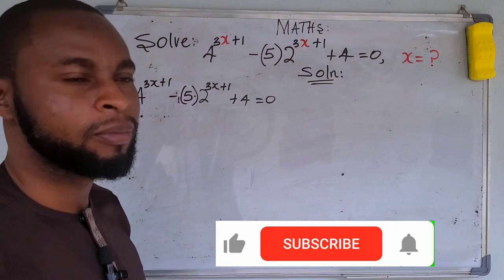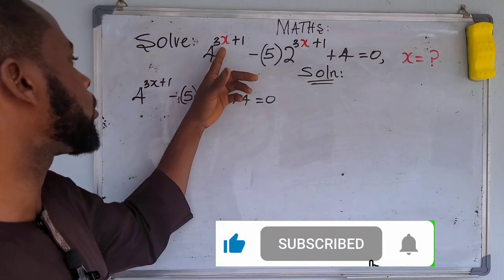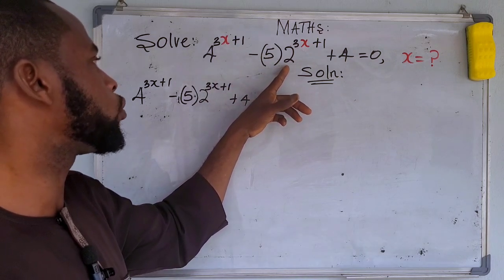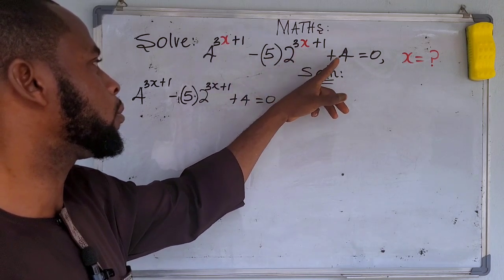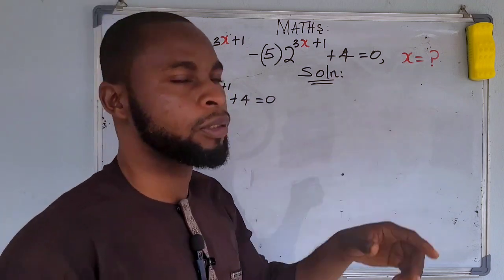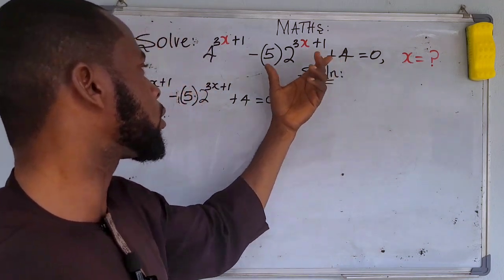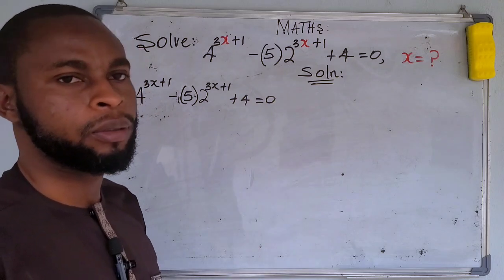Here on the board, we have: solve 4 to the power of 3x plus 1 minus 5 multiplied by 2 to the power of 3x plus 1 plus 4 equals 0. Here we have to find the value of x that will satisfy this equation.